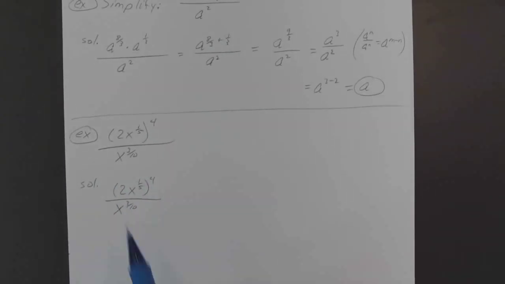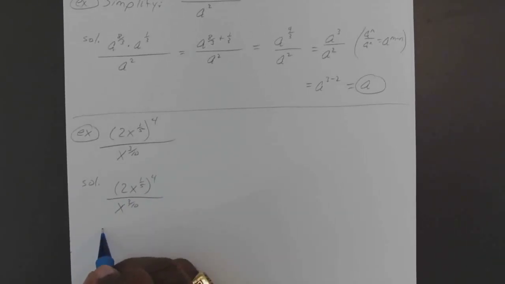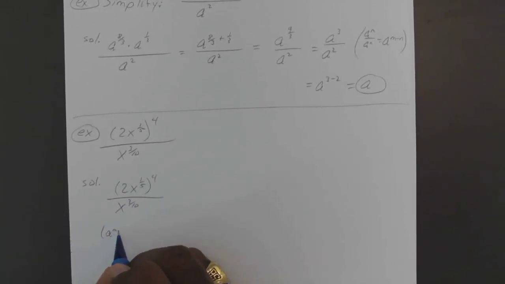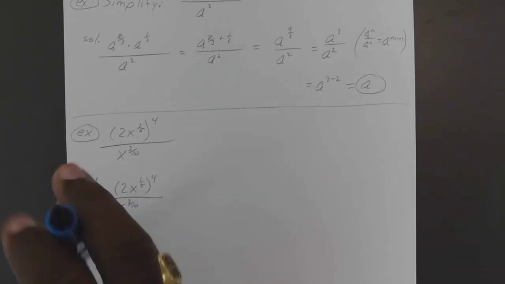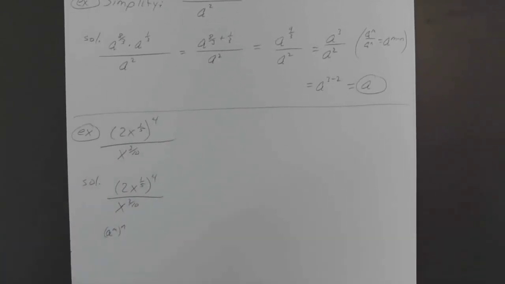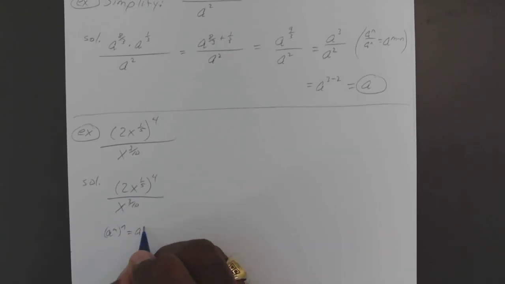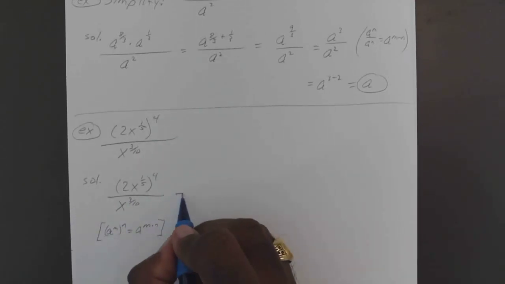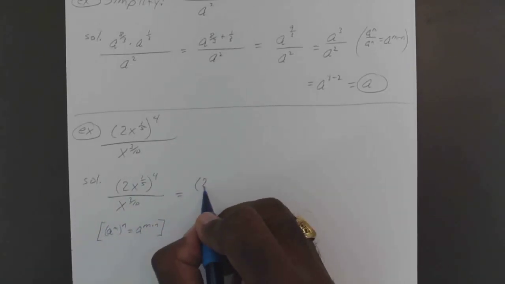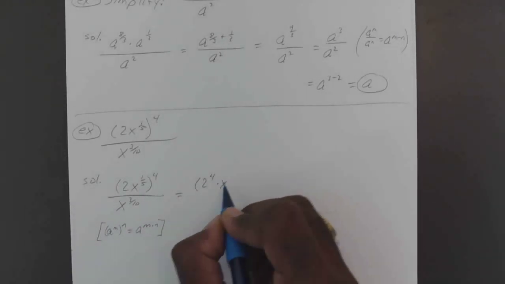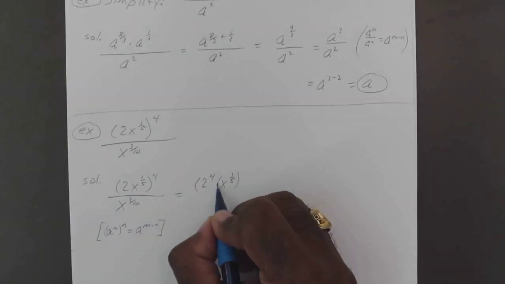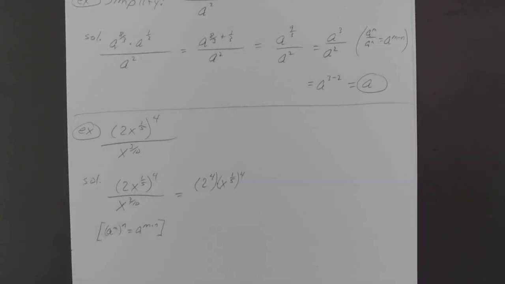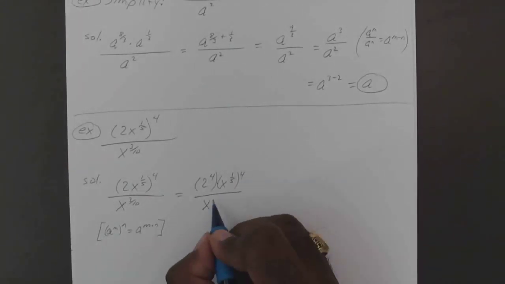Okay. So the first thing I would do is I would go ahead and use the power of a product rule and distribute that exponent. Because remember, it's a to the m raised to the nth power equals a to the m times n. So this just becomes 2 to the 4th times x to the 1/5 to the 4th power divided by x to the 3/10.